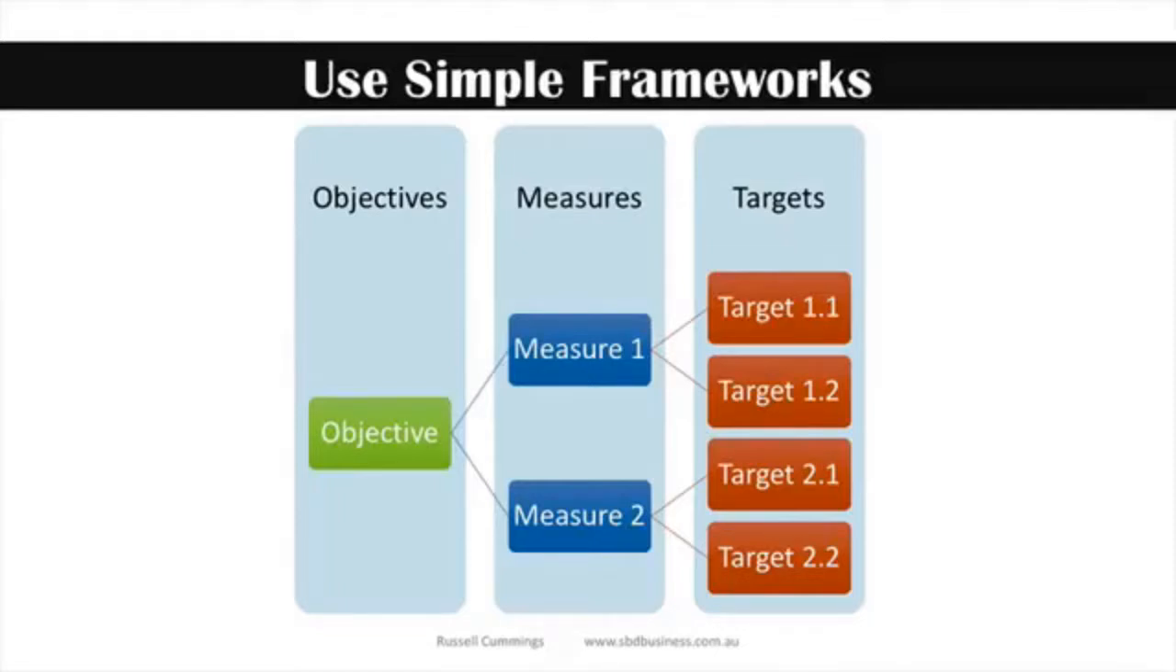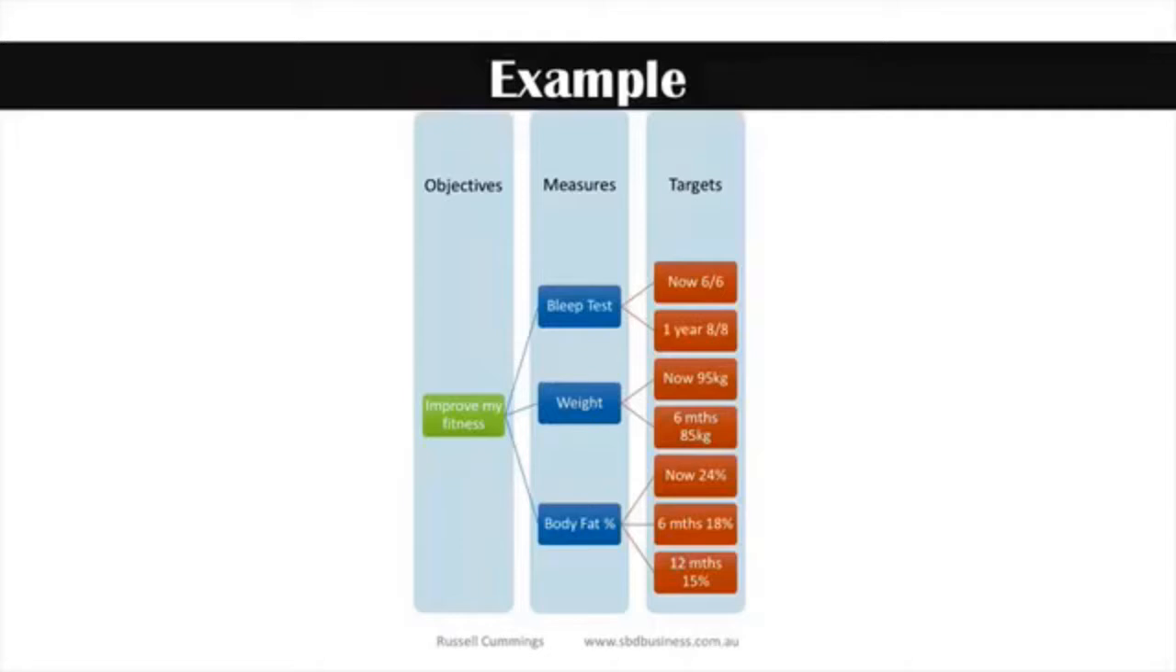I like this really simple structure: we have an objective, an overarching objective. I'll show you an example in a minute. For each objective, we come up with a number of measures. It could be 3 measures, 4 measures, 1 measure, 2 measures, whatever. And then for those measures, we require targets. My example here is a personal one.